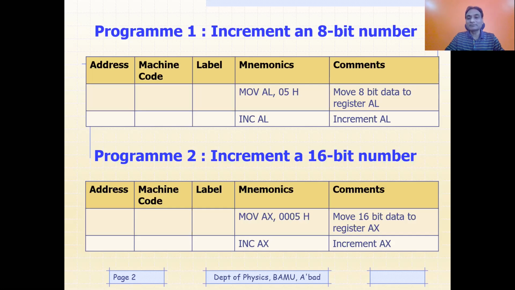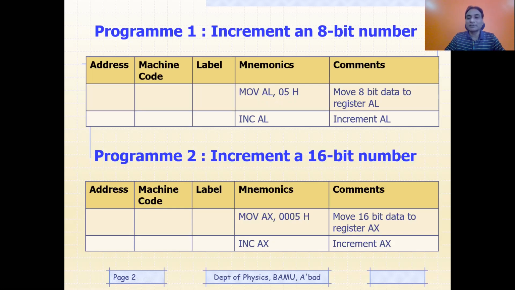MOV AL, 05. This will take this 05 into AL. The next instruction would be INC AL, increment AL. That's it. So this program will have only 2 instructions. This is the assembly language program which will increment an 8-bit number. We have used only one 8-bit register. You can use any, because we have the option of using any of the 8-bit registers: AL, AH, BL, BH, CL, CH, DL, DH.